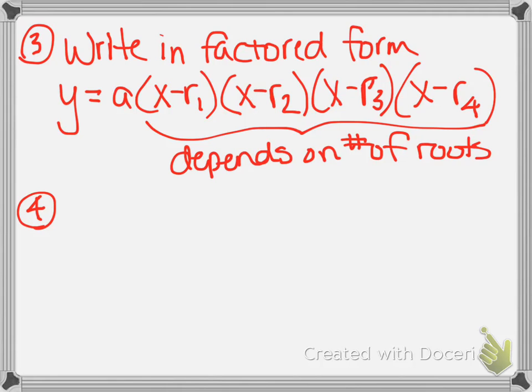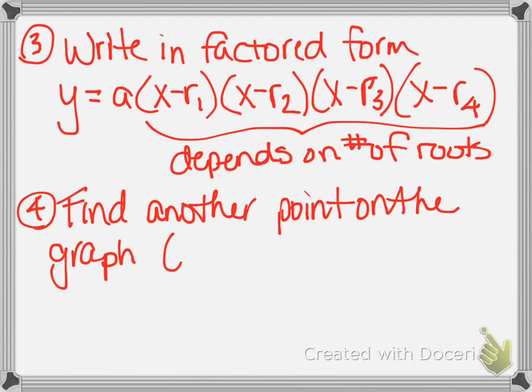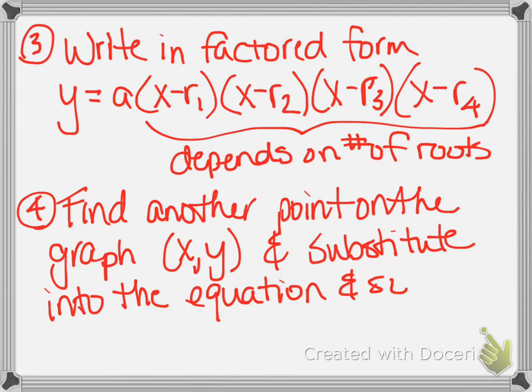Step 4 is to find another point on the graph and substitute to find a, just like we did for the cubic functions. So find another point on the graph, remember x, y, and substitute into the equation and solve for a. That way we can find that vertical scale factor.